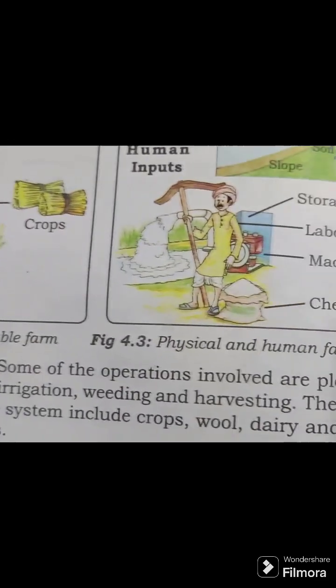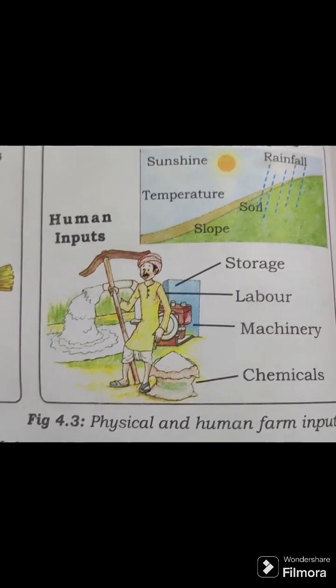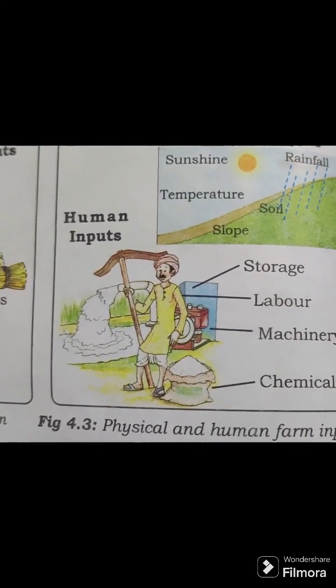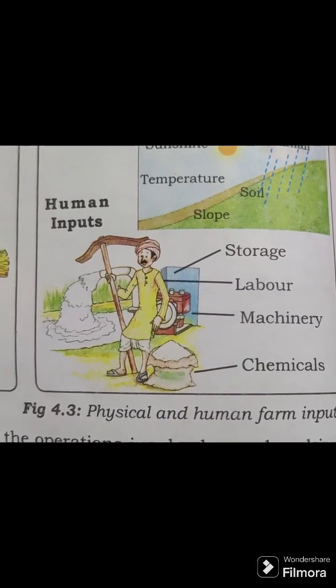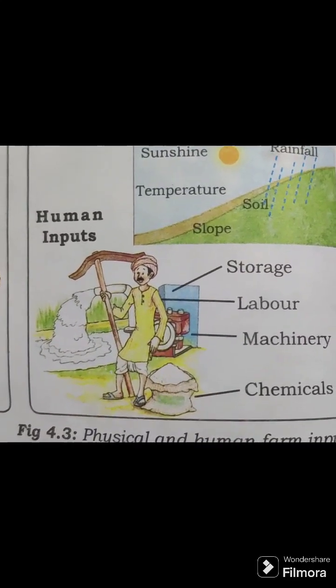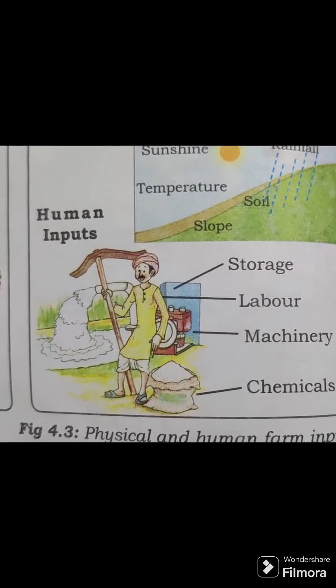Then we can see figure 4.3, which is related to the human inputs: shortage, labor, machinery, and chemicals, and physical inputs are sunshine, temperature, rainfall, soil, and slope.